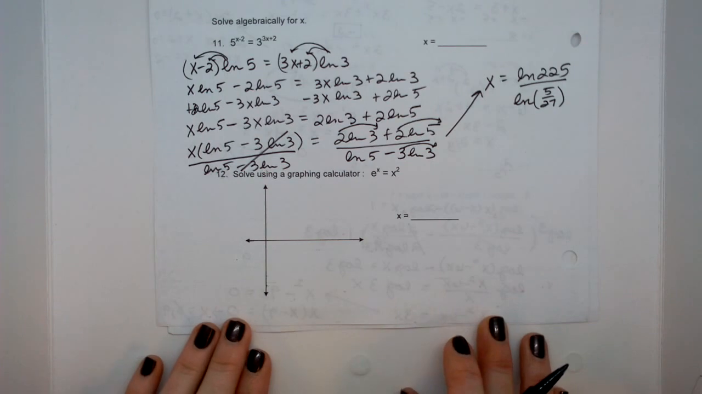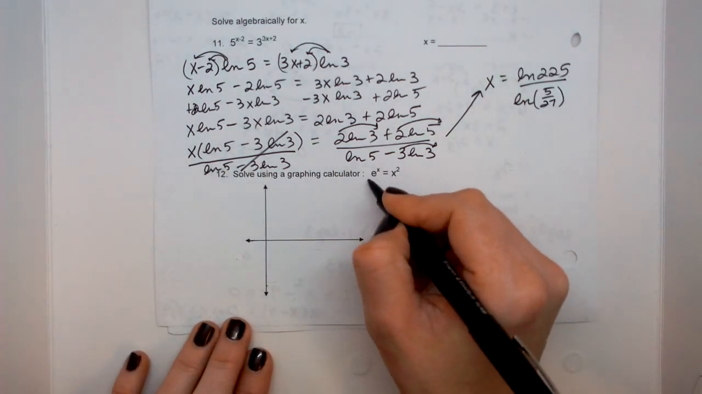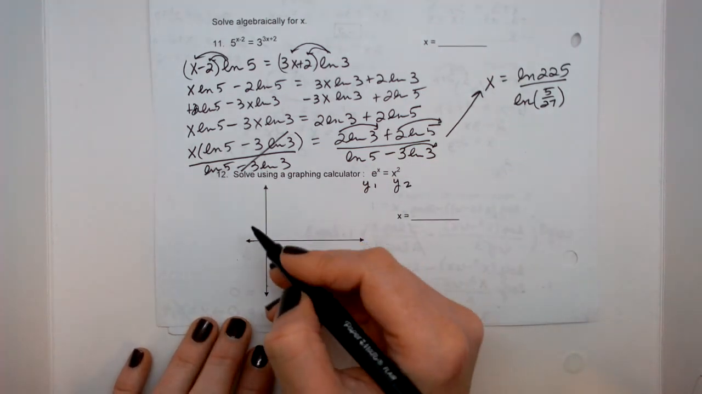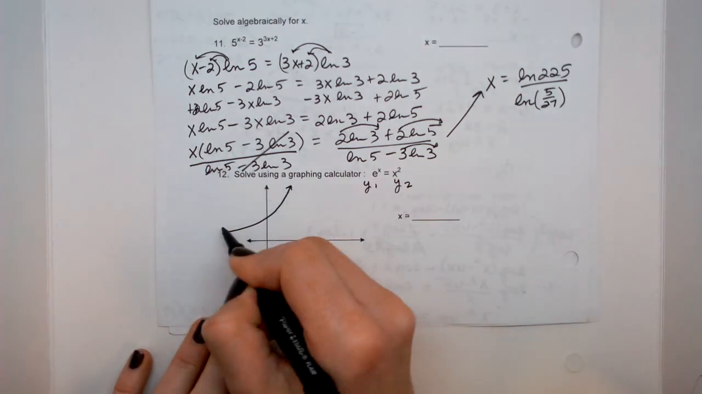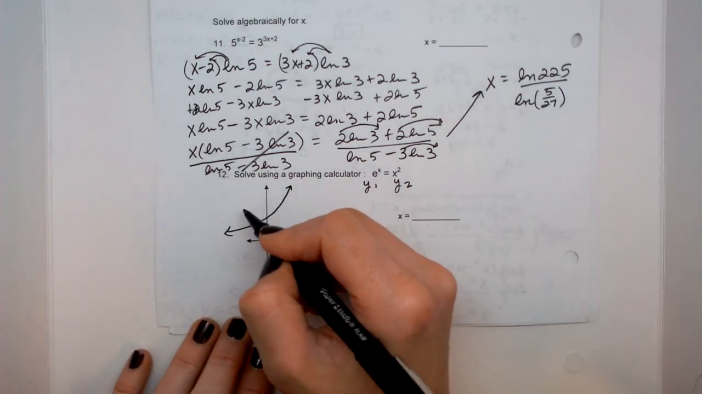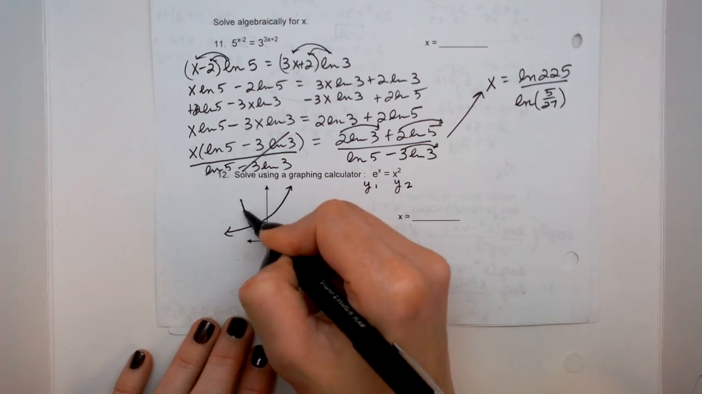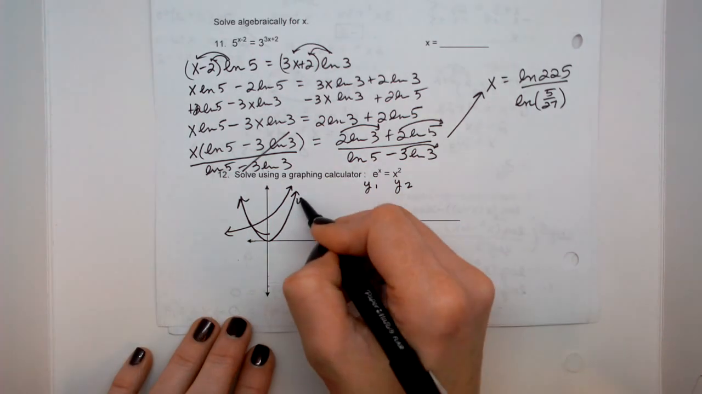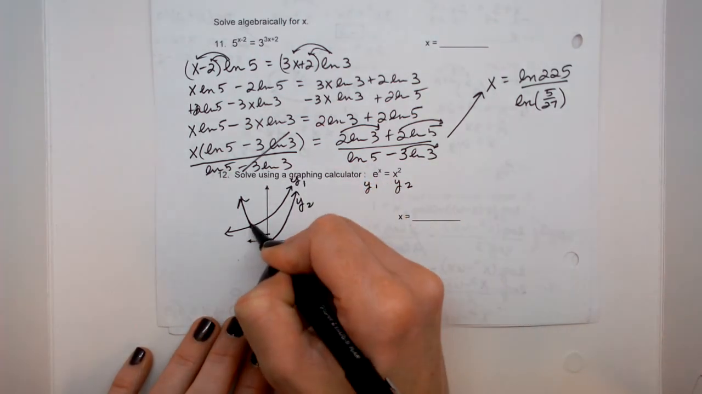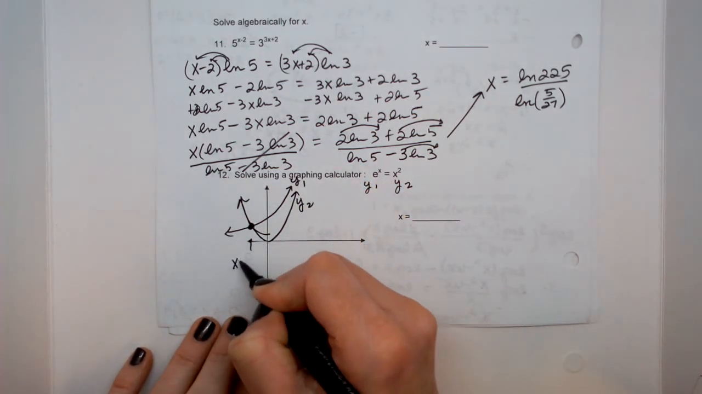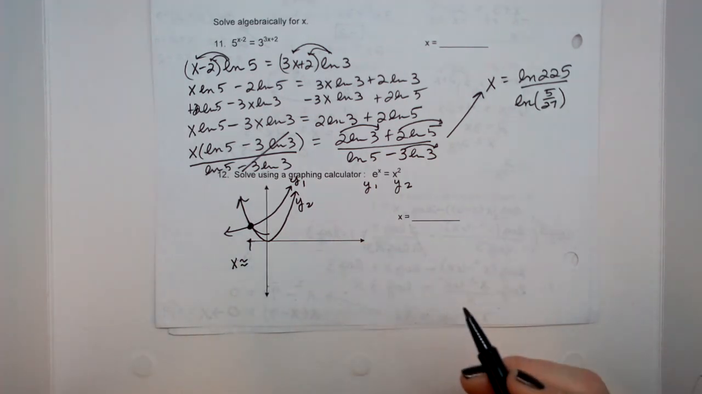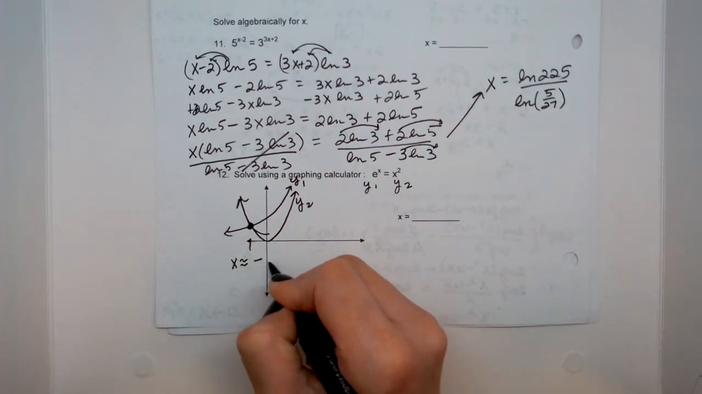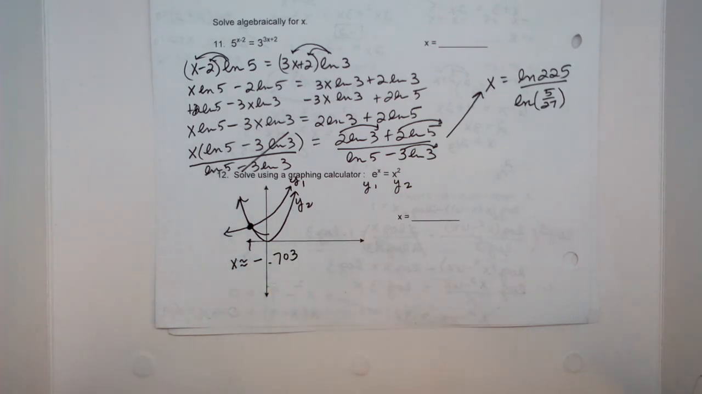For number 12, it says solve using a graphing utility. So we're going to take e to the x and put that in y1. We're going to put x squared in y2. So your graph will look like this. Oops, that should go all the way to the origin. There we go. Okay, so this is y2, this is y1, and you're going to calculate where they intersect. That x coordinate is going to tell you where the values are equal. So in this case, it's going to be negative 0.703.